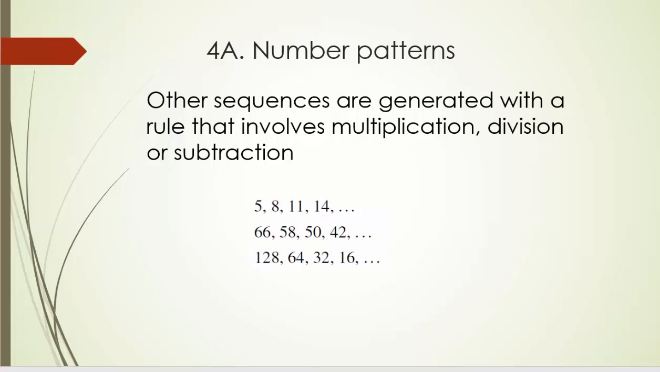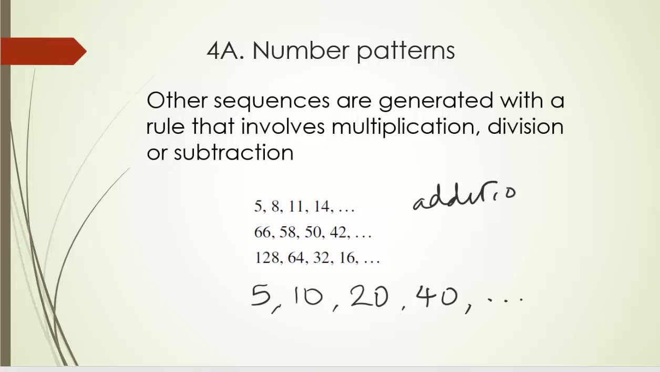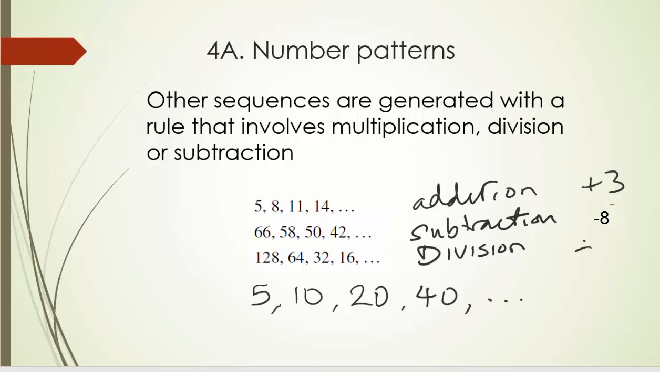Let's say the first term is 5 and the multiplication rule is times by 2. So the next one will be 10. Next number, double it again, 20. Next number will be 40, and so on. That is a multiplication rule. This was addition. This is subtraction. This is division. The rule for the addition one was add 3. The rule for the subtraction one was subtract 8, the rule for the division one was divide by 2, and the rule for the multiplication one was times by 2.